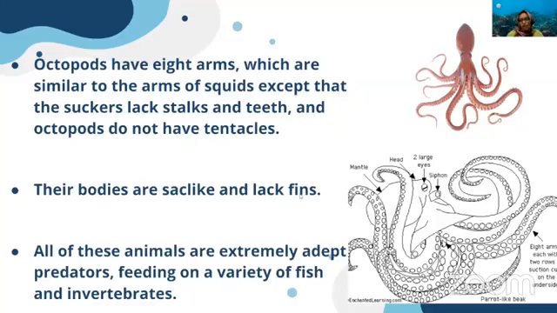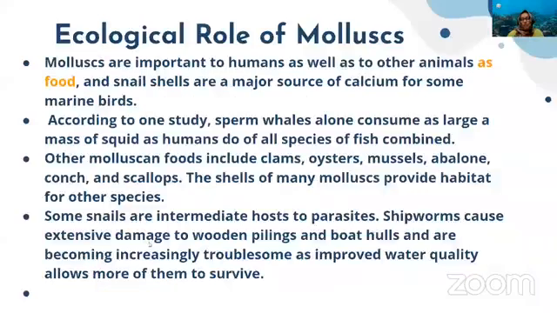Their bodies are sac-like and lack fins. They don't have fins, and it's very useful, like they can occupy any kind of space, since it's sac-like, and they lack a shell. So all of these animals are extremely adept predators, feeding on a variety of fish and invertebrates. So that's all about the mollusks.